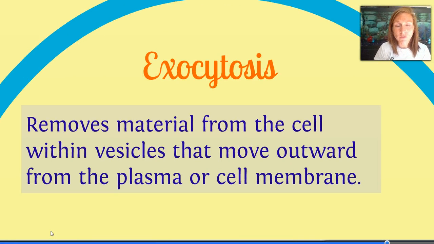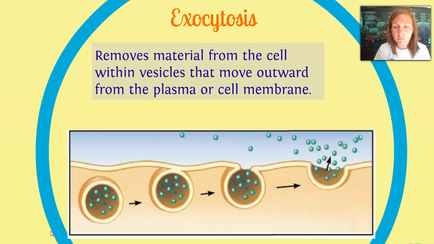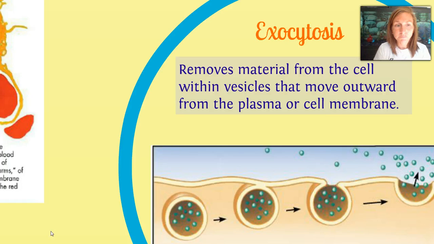Now, exocytosis is the opposite. It removes materials from the cell within vesicles that move outward from the plasma or cell membrane, shown in this picture here. So it's just a reversal process. Again, removing the waste that the cell doesn't need and getting it out of the cell.